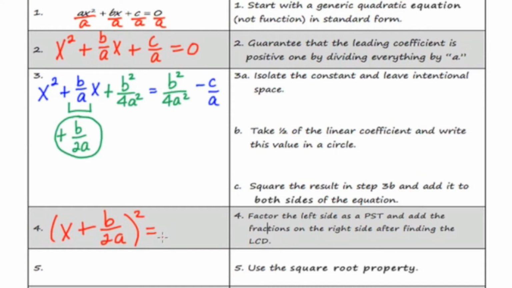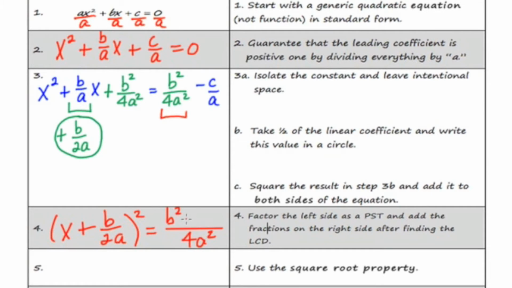Okay, now the right side is a little tricky because to add or subtract fractions, I need to have a common denominator. So I want to ask myself, what is going to be the common denominator between a 4a squared and just an a? Well, as you may have guessed, the answer is 4a squared. Now, to get the old denominator on the left to look like this new denominator, you don't have to do anything. So I'm just going to leave the top b squared.